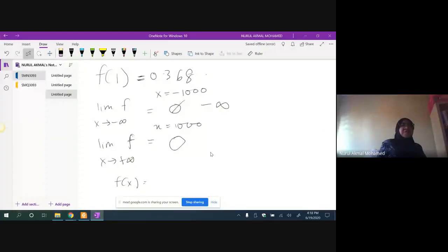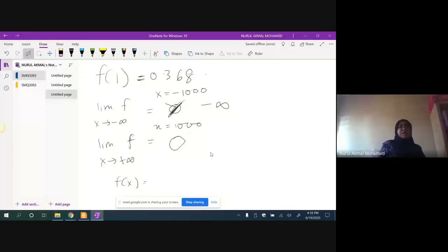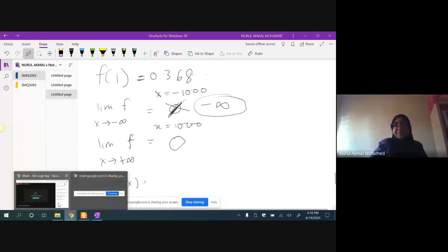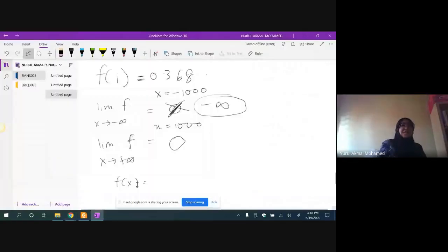From the graph, it shows that the value is negative infinity. You better check what is the value of f when, let's say, you choose x equal to negative 1000. Can you please check again for me? You got a math error. Math error means that it is negative. So this one should be negative infinity.